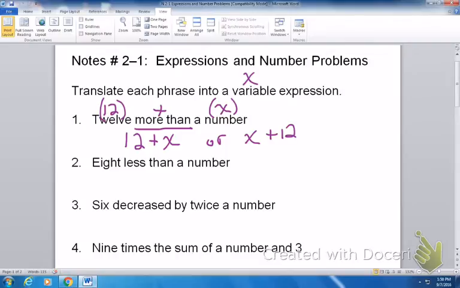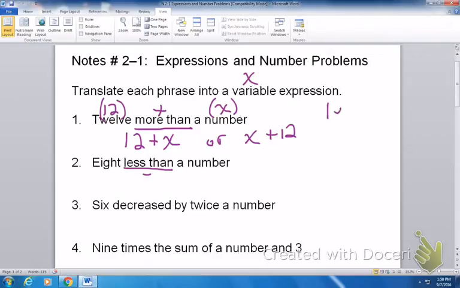But you need to be careful. When we have addition, you can flip-flop them like that, but when we have subtraction, you can't. So you need to pay really close attention to what we do in number 2. Number 2 says 8 less than a number. Less than implies subtraction.